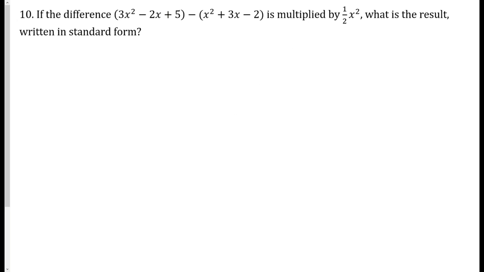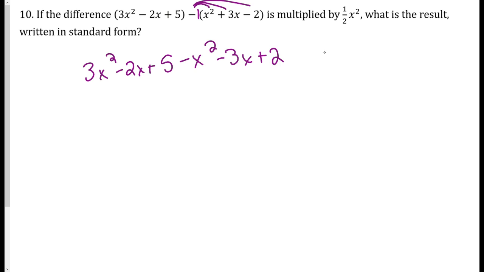Number 10, what is the difference of these two polynomials? If the difference of these two polynomials is multiplied by 1/2 x squared, what's the result written in standard form? So whenever I subtract, I distribute that negative 1 through. 3x squared minus 2x plus 5 minus (x squared minus 3x plus 2). We'll deal with that 1/2 x squared in a minute. Let's just see what this polynomial is simplified. I have 2x squared minus 5x plus 7 after I combine like terms there.